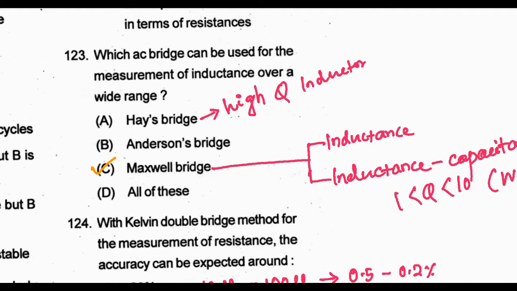So option A, Hay's bridge, is only used for high Q inductors, and high Q inductors are rarely found. Next is Anderson's bridge, and for Anderson's bridge we cannot comment on what type of Q factor inductances are generally measured using it. Next comes Maxwell's bridge, and there are two types of Maxwell's bridge.